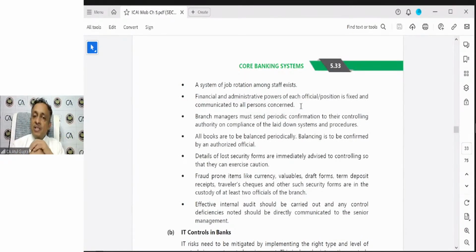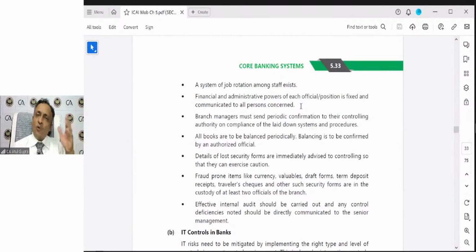Then branch managers must send periodic confirmation to their controlling authority on compliances laid down. A number of reports are sent daily, weekly, monthly, quarterly, half yearly, annually to the central system of the bank. So this is again important, whether these are being sent or not. These are controls which are put in place to ensure that there is no risk, or if the risks are there, the impact is mitigated.